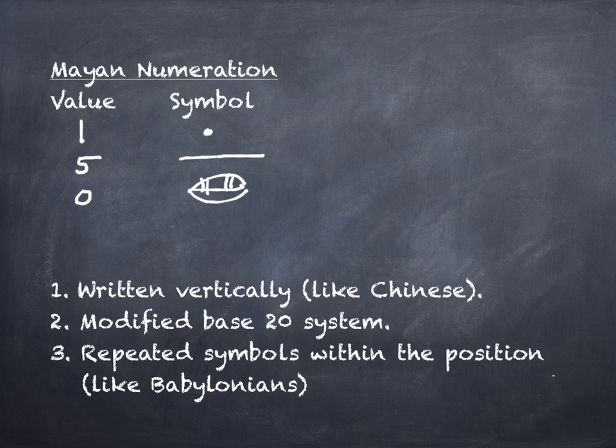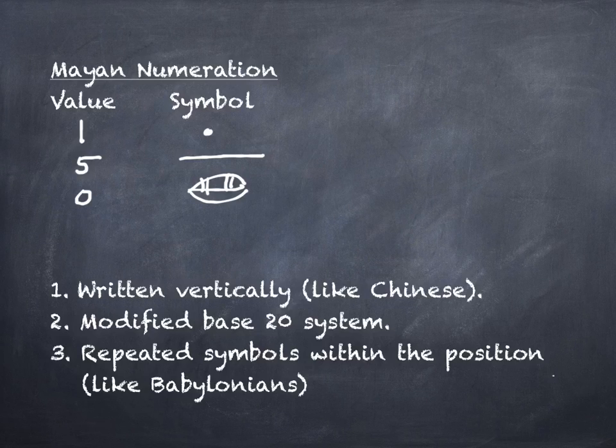They have a modified base 20 system. Okay, so it's not base 10, it's base 20. It's not base 60, base 20. The word modified, I'll show you why in a minute. And then they use repeated symbols within the position like the Babylonians. So if they want the number 10, they're going to do 2 lines to give you the number 10.